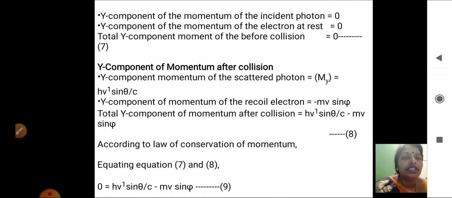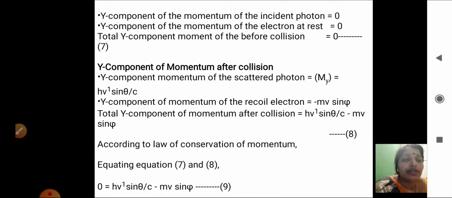Next, the y component of the momentum of the incident photon: in the y direction, the incident photon has no component, that is 0. The y component of momentum of the electron at rest equals 0. So the y component of momentum before collision equals 0.